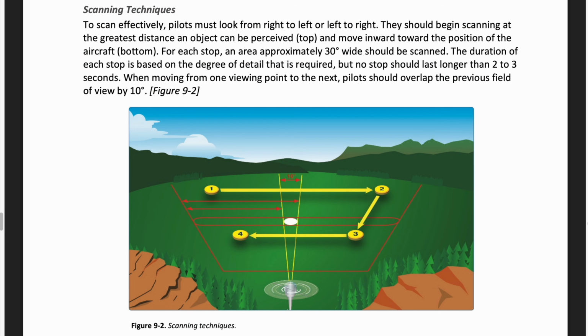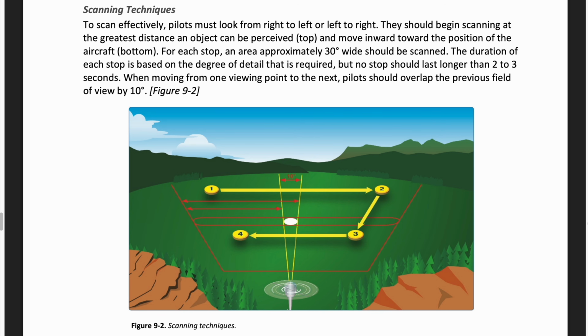And in all fairness to the FAA, let me go ahead and read what they wrote. To scan effectively, pilots must look from right to left or left to right. They should begin scanning the greatest distance an object can be perceived (top) and move inward towards the position of the aircraft (bottom). For each stop, an area approximately 30 degrees wide should be scanned.